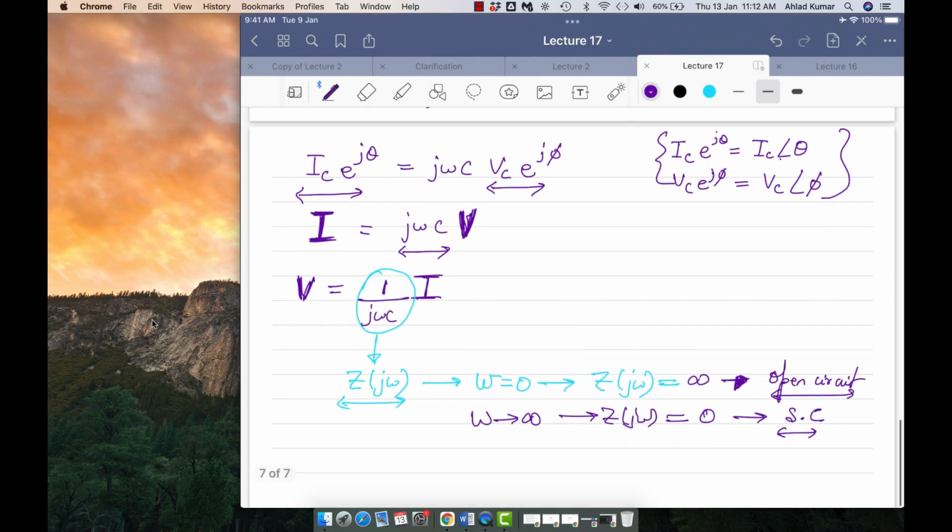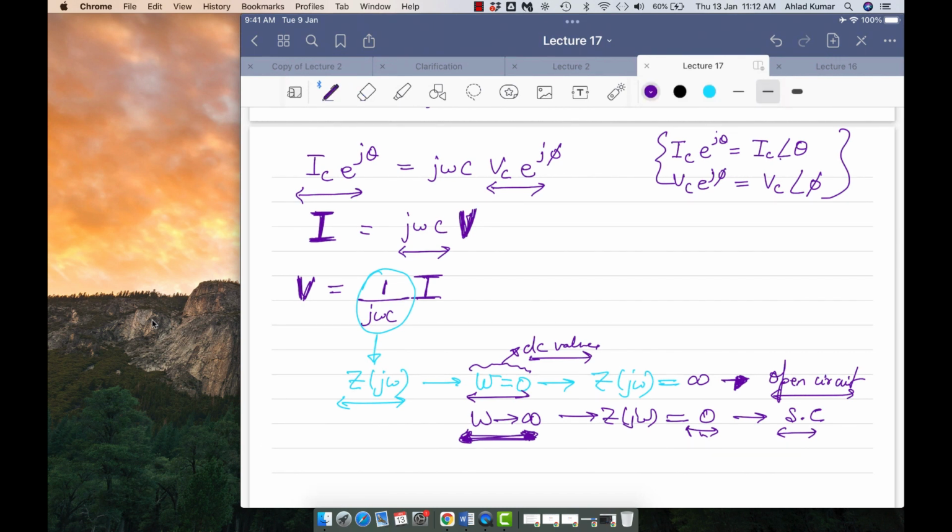So what does it physically mean that omega is infinite? Can you tell me? Omega is 0 means it's a DC value, right? But if omega is infinite, what does it mean? Fully charged? No, it's not that. Omega tending towards infinity means you are exciting the capacitor with a very high frequency. So in that situation, it acts as a short circuit.